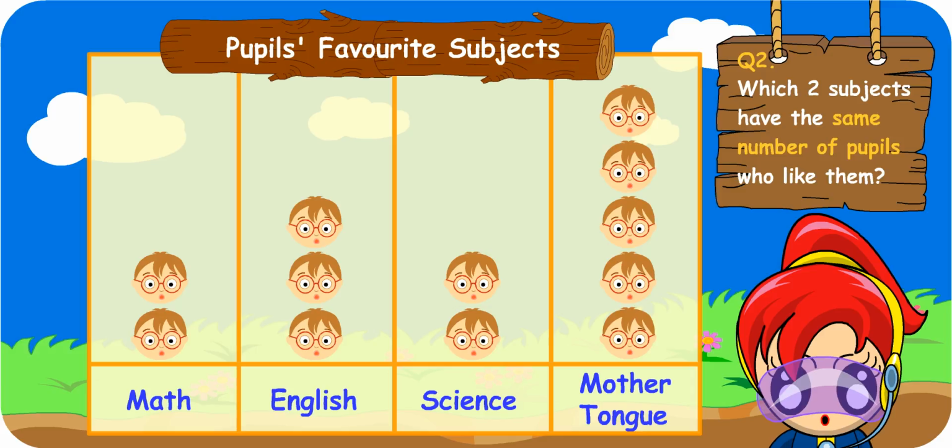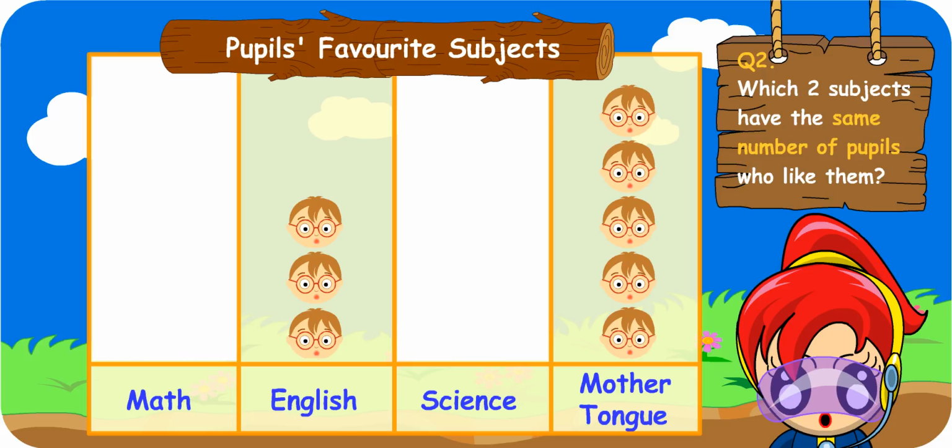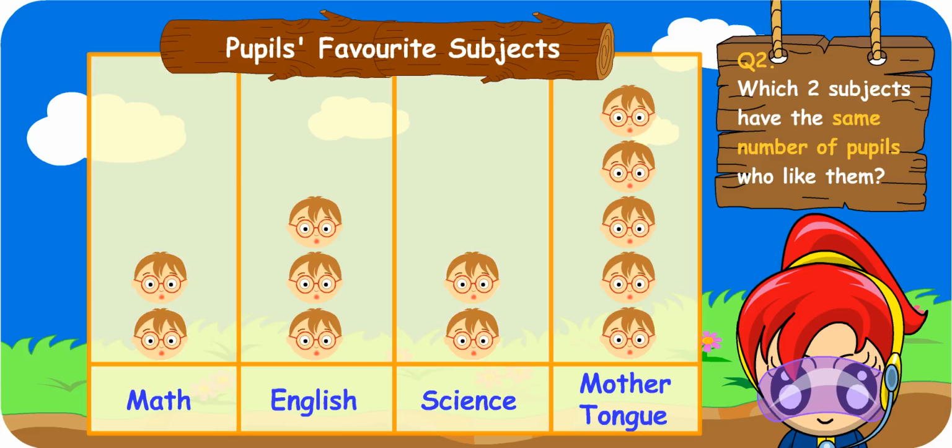Which two subjects have the same number of pupils who like them? Looking at this graph, mathematics and science have the same number of pupils. So, the answer to your question is mathematics and science. Am I right? Yes.